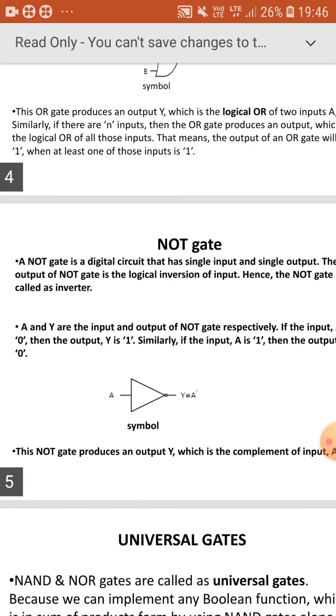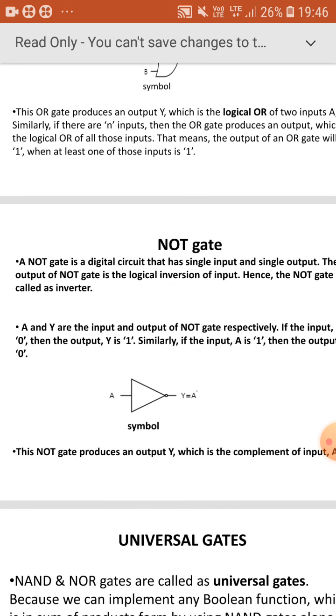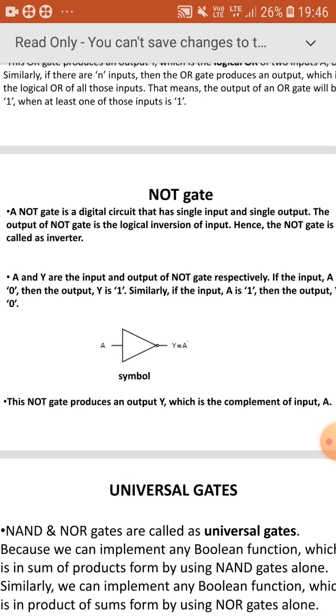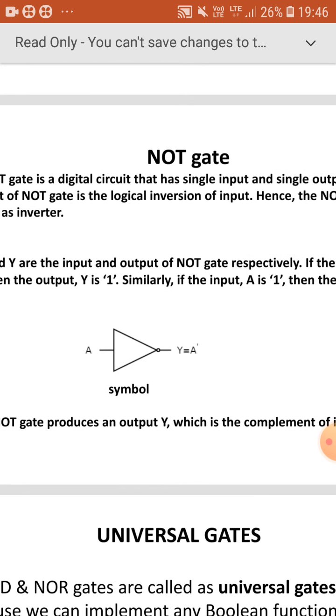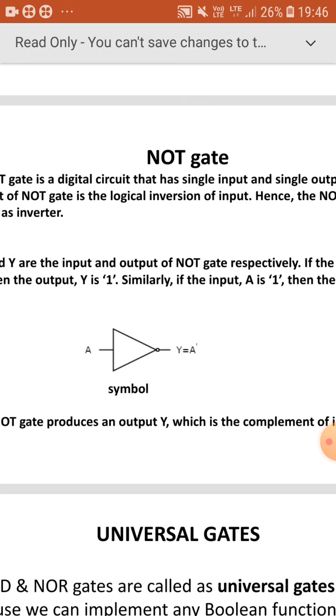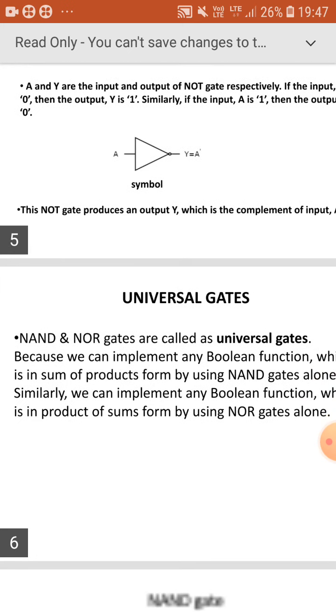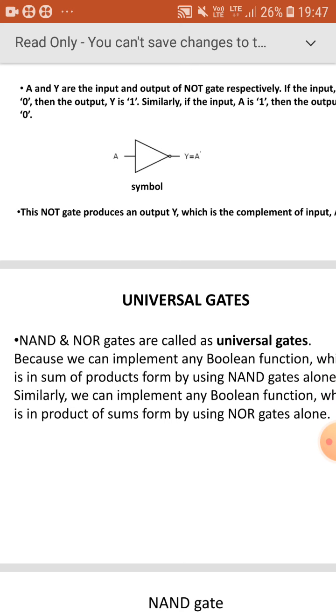Next, NOT gate. NOT gate has only one input and one output. This is the symbol for NOT gate. A is the input. So Y is equal to A bar. If the input is 1, then the output will be 0. If the input is 0, then the output will be 1. So this is also called inverter.